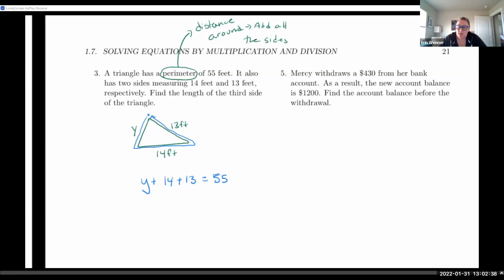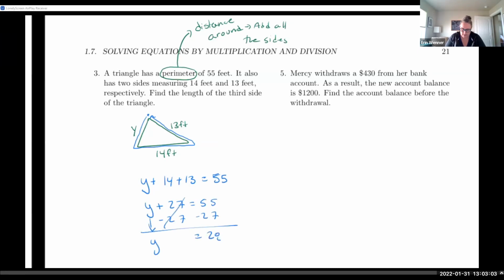Okay, so there's 2 ways we can go about solving this. We can combine the like terms first, meaning the plus 14 and the plus 13. If we add those together, we can simplify this to y plus 27 equals 55. Then we can subtract 27 from both sides, bringing our y down, and 55 minus 27 is 28.